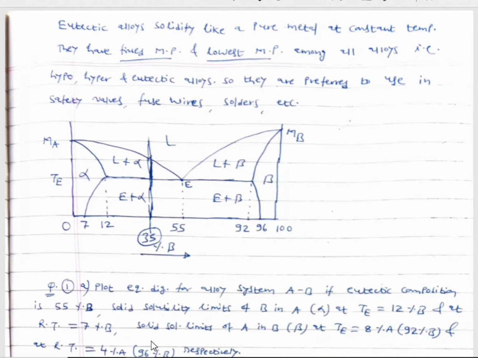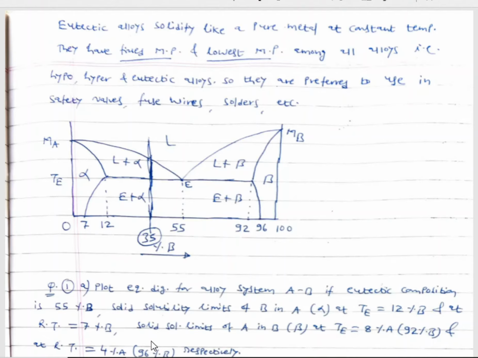Either you go on the left hand side from point E to Ma, this line will give us the information about the liquidus temperature at and above which 100% liquid is obtained. Similarly, on the right hand side from E to Mb, this is the liquidus line at and above which 100% liquid. So these points correspond to melting points of different alloys having either less than E or more than E, and the composition of E, that is 55% B, will be the lowest melting point.